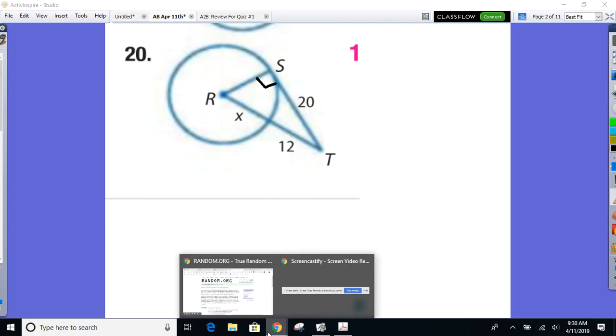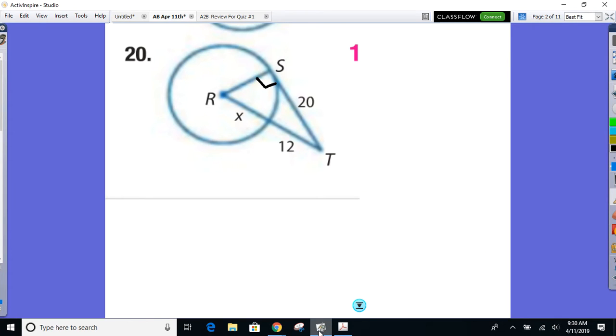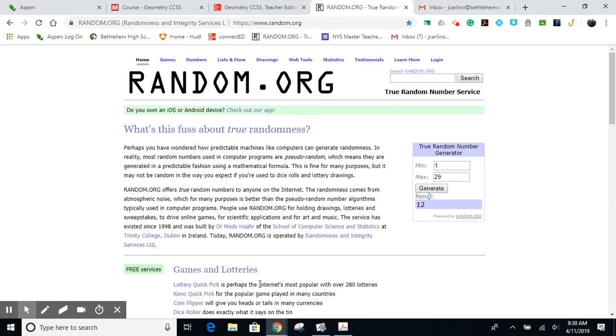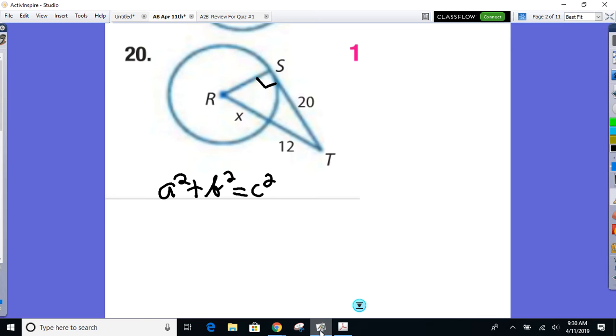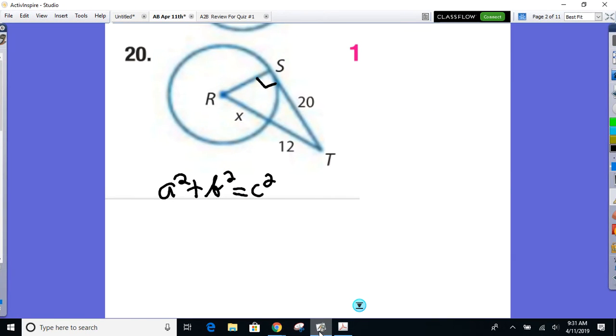All right. What can I set up to find X? Pythag. All right. I'll set up Pythag. A squared plus B squared equals C squared. Next up. Good review here. Matt, you get set up. I don't want to get you rattled. Here we go. Name a leg.